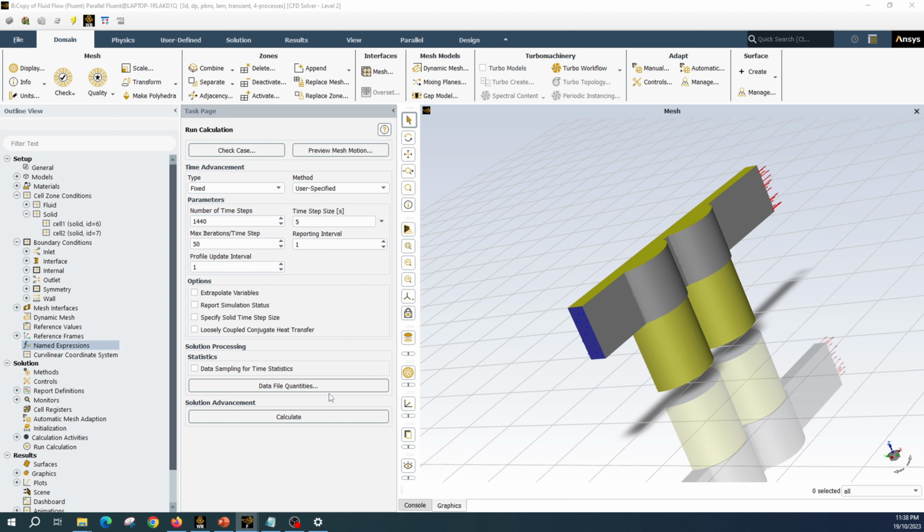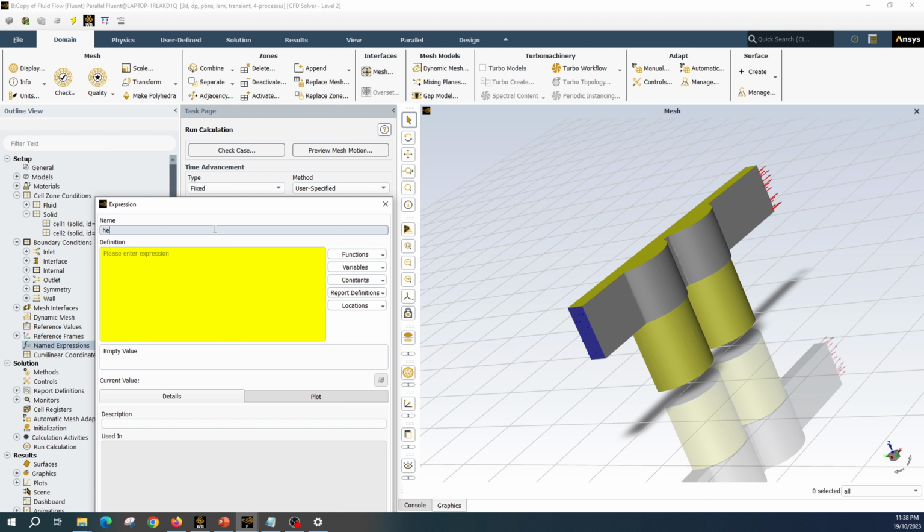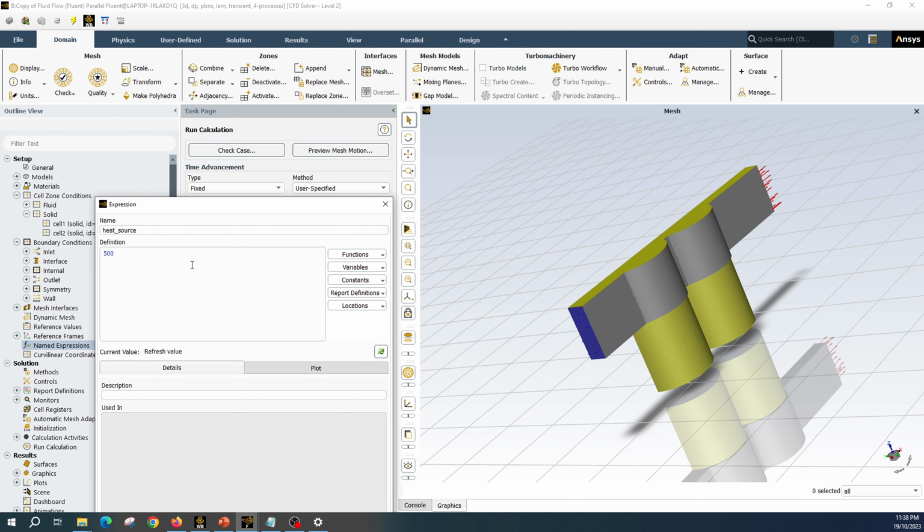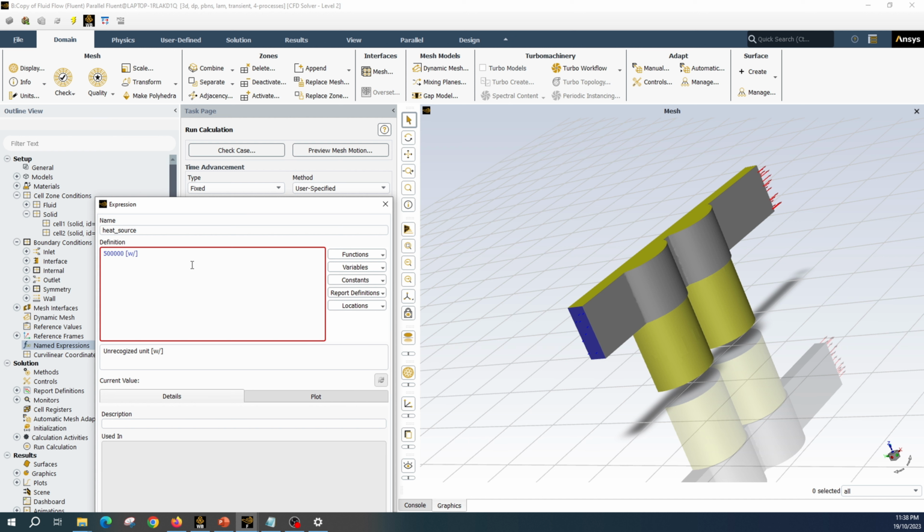So first let's define our heat source. You can give that heat source whatever name you like. I'm just giving this number 500,000 watt per meter cube. W should be capital.